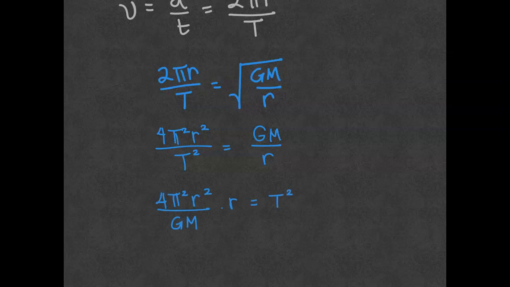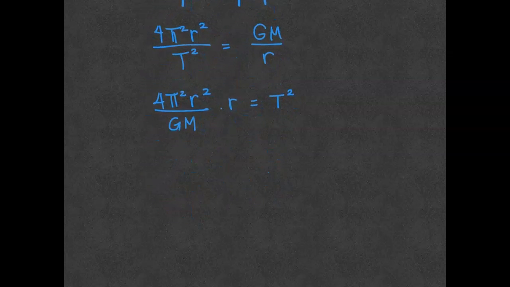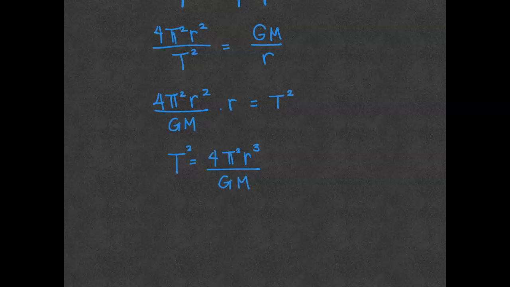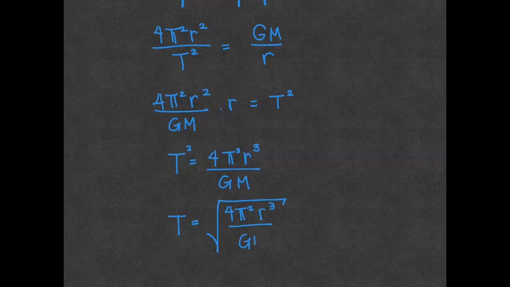I can then solve for T, the period. So now I have that 4 pi squared r squared times r divided by G M is equal to the period squared. Remember, the period is the time it takes for the object to go around in one complete revolution. Now r squared times r is r cubed. Final step would be to take the square root of both sides, and when I do that, that will leave me that the period is equal to the square root of 4 pi squared r cubed over G M.